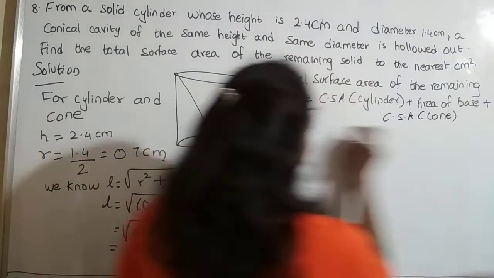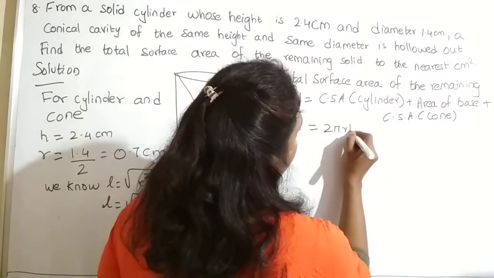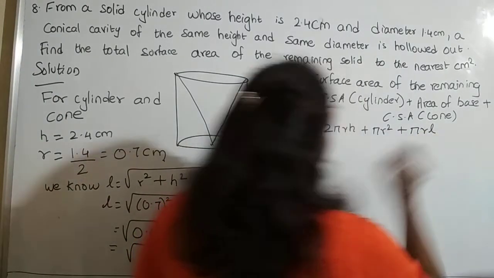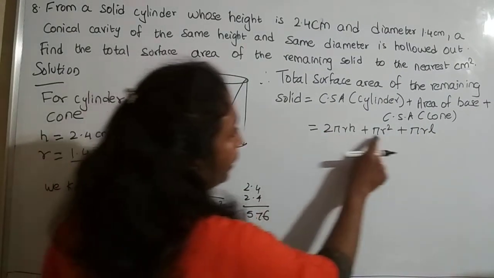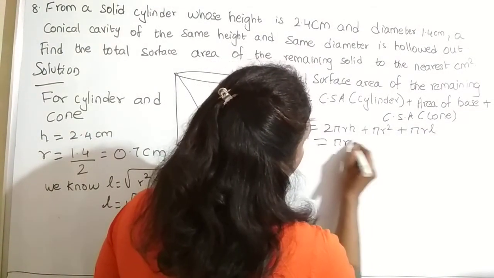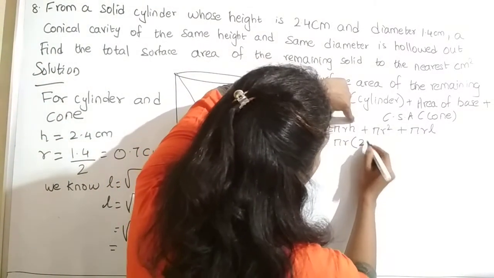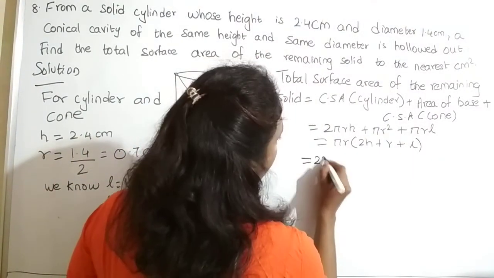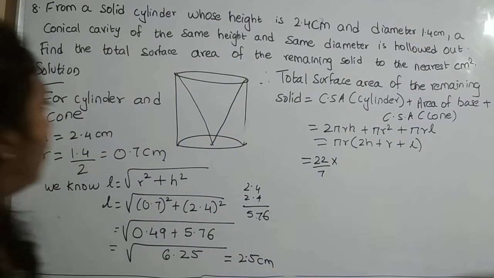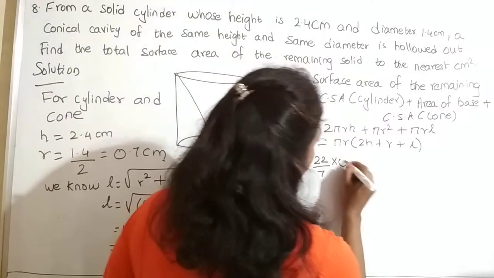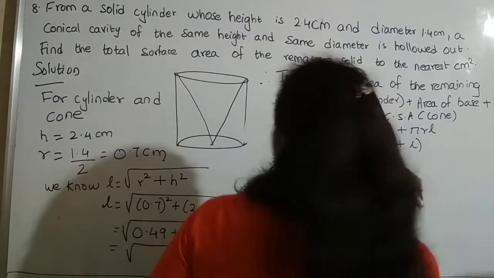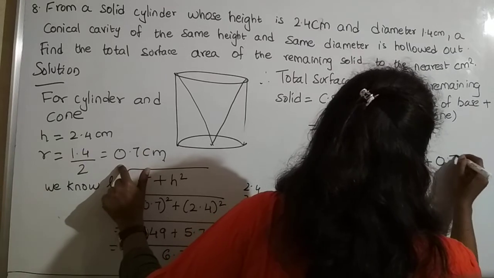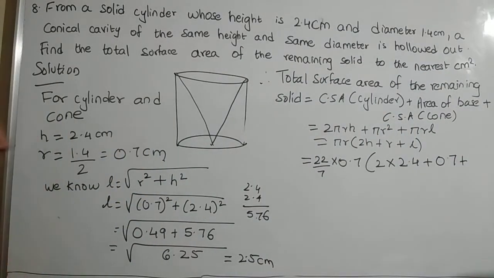So let's substitute the formula. CSA of cylinder is 2 pi RH. Here we have pi r square. Here we have pi rl. Can I take common pi r? Can you see pi r, pi r, pi r? When I take pi r common, what will remain inside? Here 2h, here 1 r will remain and here l. So let's substitute 22 by 7 into, what is my r? R is 0.7. Here 2 into h, H is 2.4, plus R is 0.7, and L we found as 2.5.